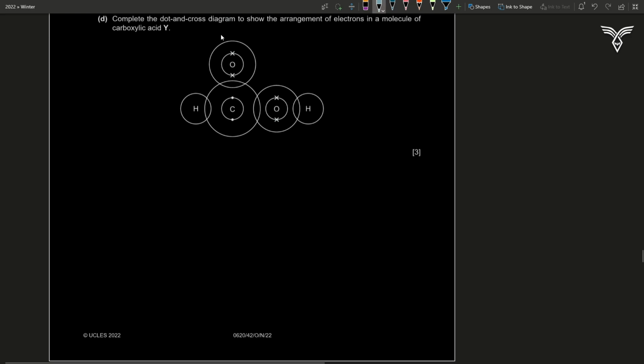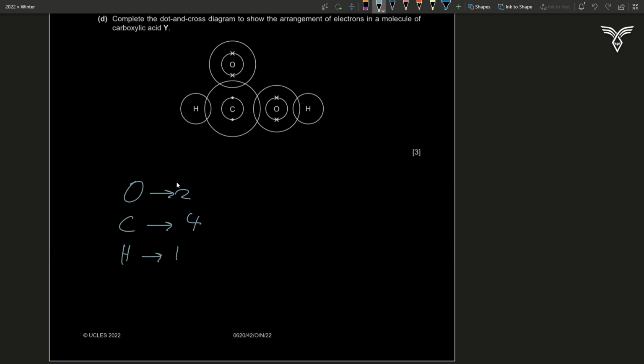Complete the dot and cross diagram to show the arrangement of electrons in a molecule of carboxylic acid Y. تمام. This is a covalent bond. فأنا مش هيكون عندي what's positive and what's negative، هيكون بس a sharing of electrons. فأنا هشوف إيه الفالنسي بتاع كل واحدة، how much is it going to retain و how much is it going to share، و I'll plan accordingly. طيب الأكسجين الفالنسي بتاعته ب 2. الكربون الفالنسي بتاعتها ب 4، والهيدروجين الفالنسي بتاعتها ب 1.